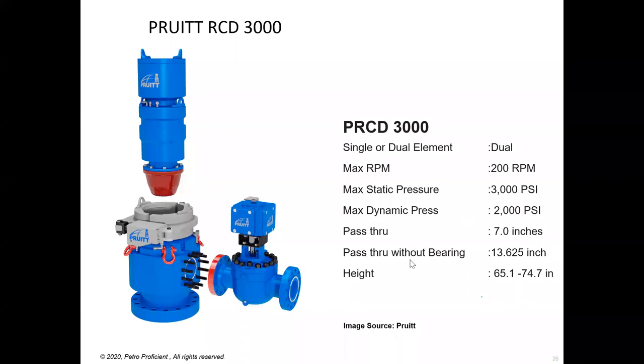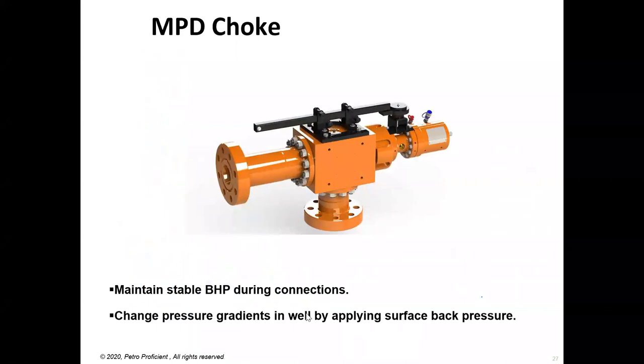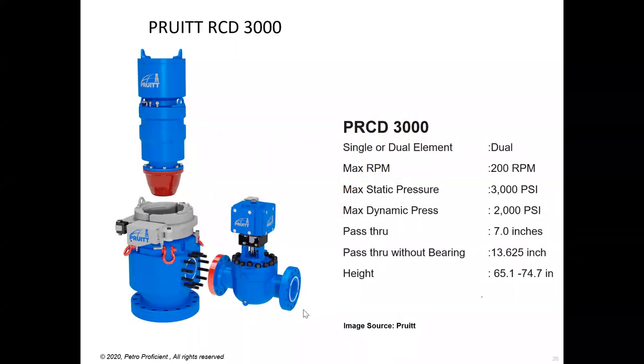Now, there is one more point over here, pass through without bearing. So this is with bearing when this sits in the bowl, and this is without bearing. When you are doing conventional operations, when you're running in your BHA and your other tools, they are much bigger than your drill pipe, as most of you know. So then you need to run them in when the bearing assembly is not there. So you need to know the pass-through of the RCD without the bearing assembly, and how you are going to protect the internals of the RCD when you're running tubulars. All these things are important, and you need to keep this in mind when you're preparing for an MPD job. So this is how it is typically.